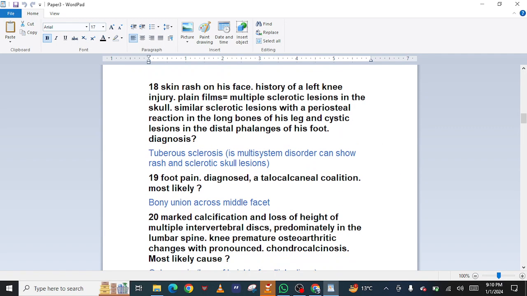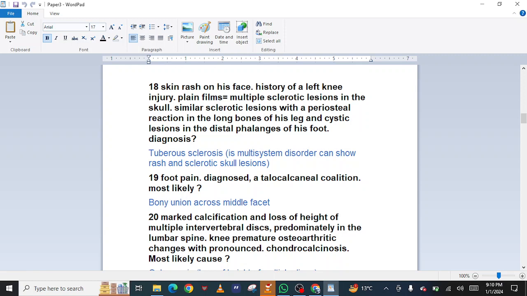18. Skin rash on his face. History of a left knee injury. Plain film showed multiple sclerotic lesions in the skull. Similar sclerotic lesions with a periosteal reaction in the long bones of his leg and cystic lesions in the distal phalanges of his foot. Diagnosis? Tuberous sclerosis. 19. Foot pain.